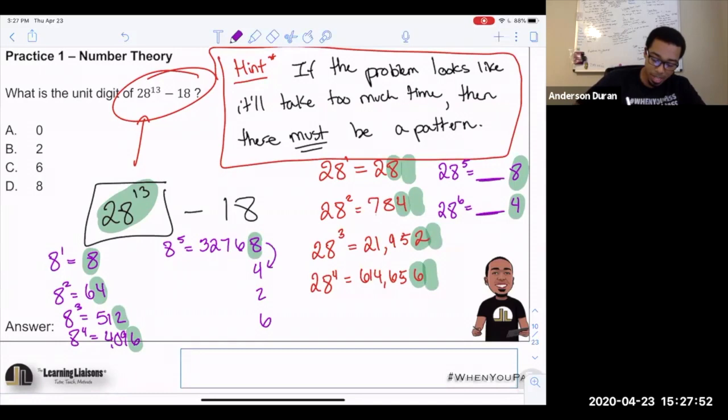Because 8 times 8 is 64. 4 times 8 is 32. 2 times 8 is 16. Everyone, what is the pattern that you just noticed for the powers of 8? Type it into the chat box. What do you think the pattern is? I like that, Kristen. 8, 4, 2, 6. And so is there any repetition with that? Yeah, Amanda, yeah, 8, 4, 2, 6. And then you repeat as many times as you need to.